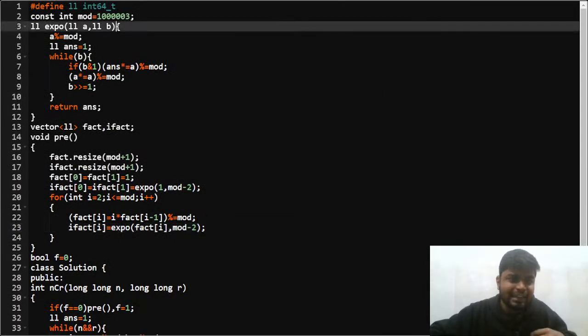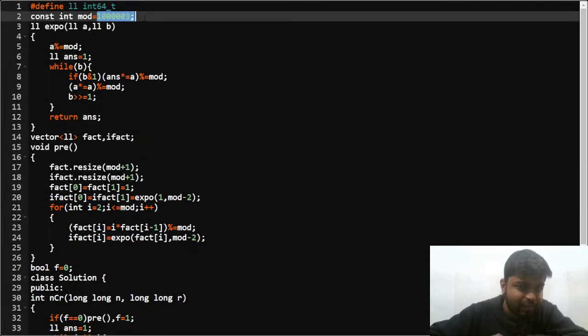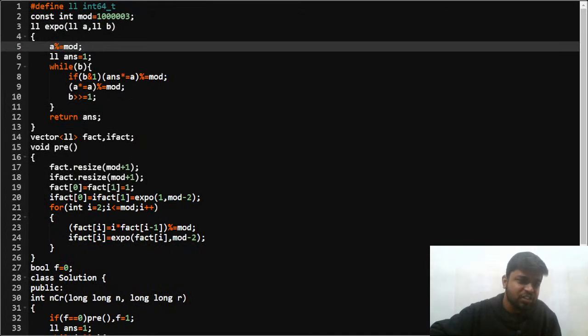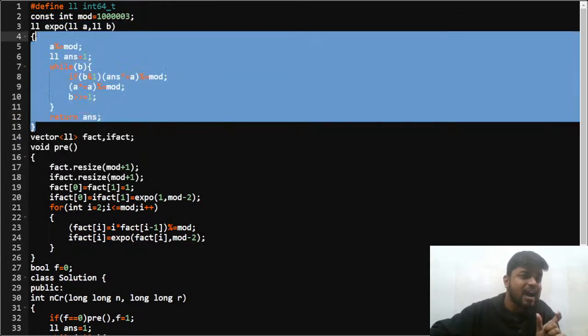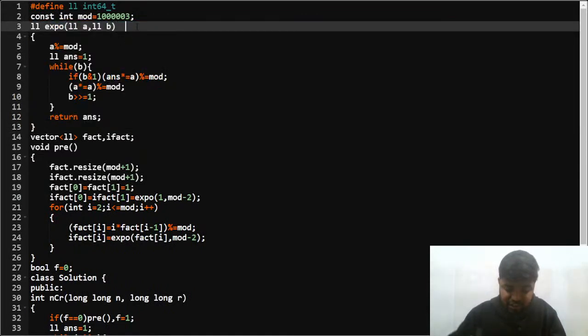And how do you calculate the exponentiation function? Mod has been given to you. This particular function is nothing but the fast exponentiation. A normal exponentiation function takes order of n time, but if you do fast exponentiation, it will take order of log of n time or something like that. I am not exactly remembering, but it's something like this. So it will be logarithmic in time. This is nothing but fast exponentiation.